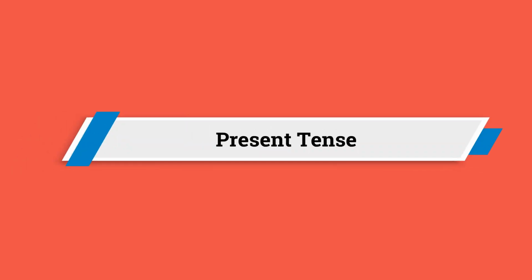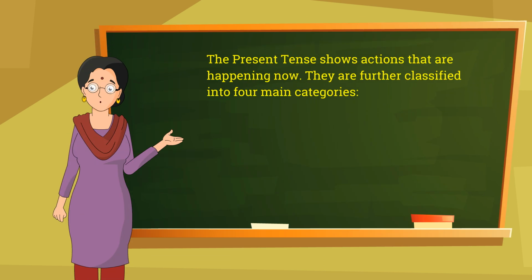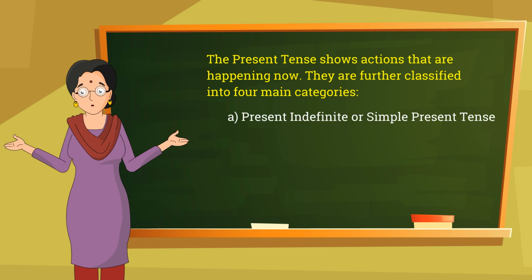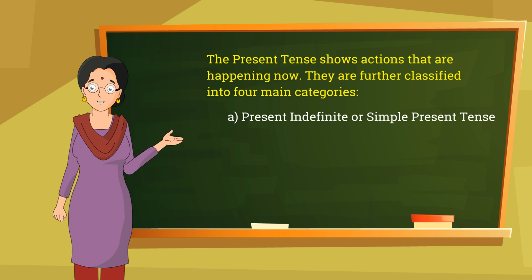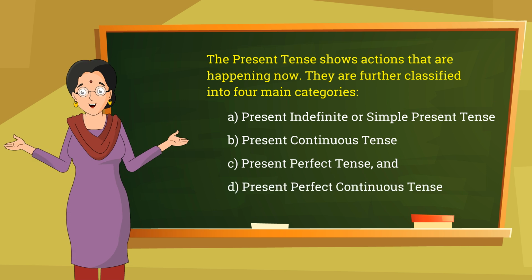Present tense. The present tense shows actions that are happening now. They are further classified into four main categories: present indefinite or simple present tense, present continuous tense, present perfect tense, and present perfect continuous tense.